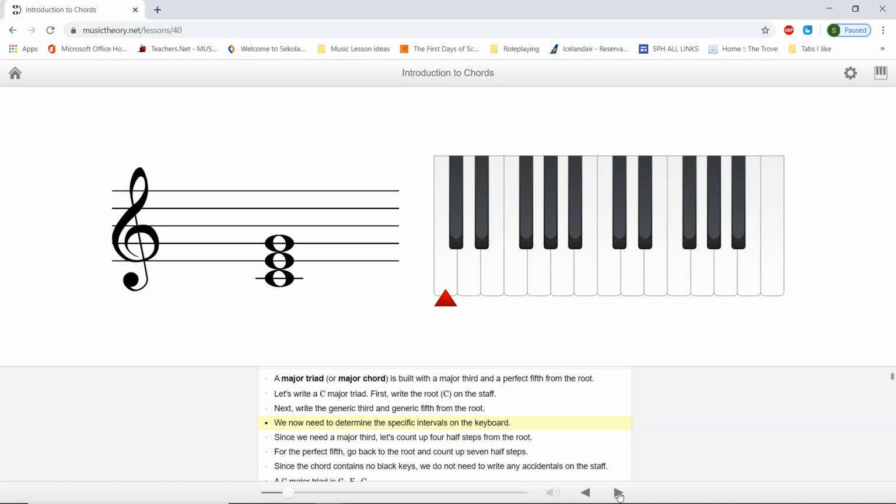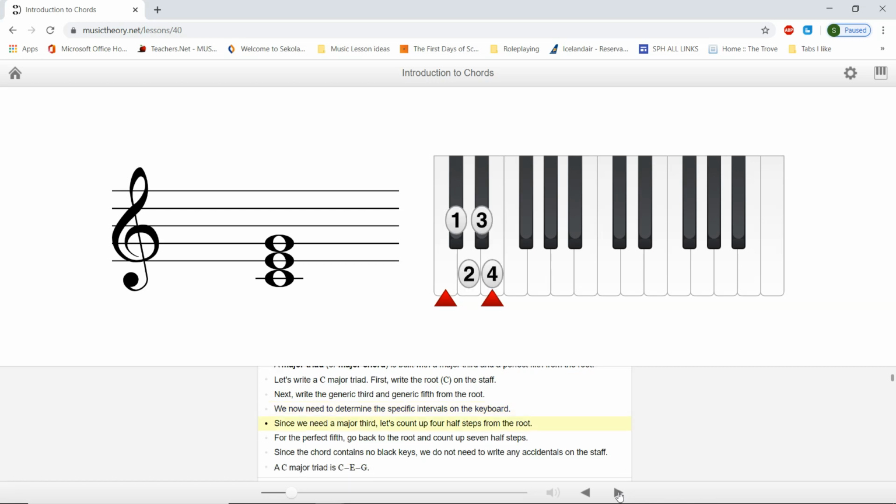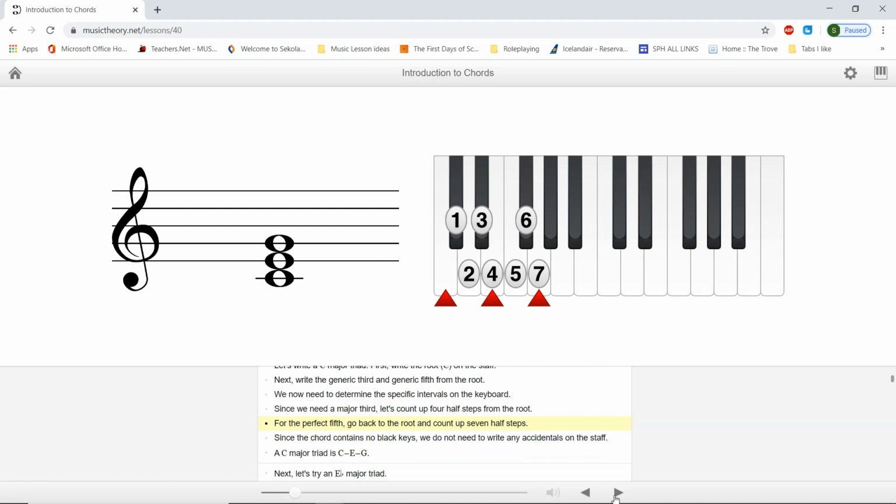Now we can use a keyboard, or I'll show you another trick in a minute, but first let's use a keyboard to see if we can determine the specific intervals. So we need to go up a major third, which is 4 half steps away from whatever our root note is. So C, 1 to C sharp, 2 to D, 3 to D sharp, and then finally 4 to E. We do the same thing, but a few more half steps for the fifth. We know a fifth is 7 half steps away, so we can count 1, 2, 3, 4, 5, 6, which is our F sharp, and 7, which is our G.